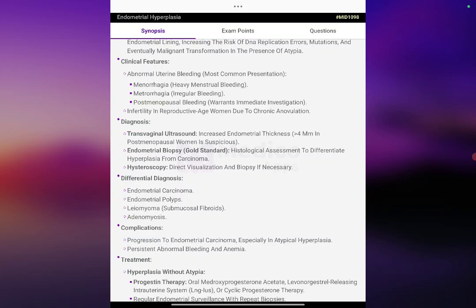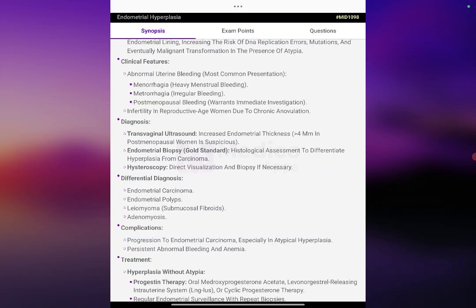Clinical features: abnormal uterine bleeding, the most common presentation. Menorrhagia, heavy menstrual bleeding. Metrorrhagia, irregular bleeding. Postmenopausal bleeding warrants immediate investigation. Infertility in reproductive age women due to chronic anovulation.